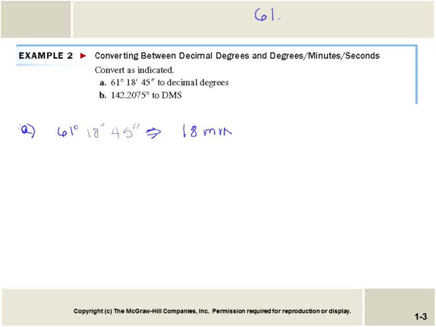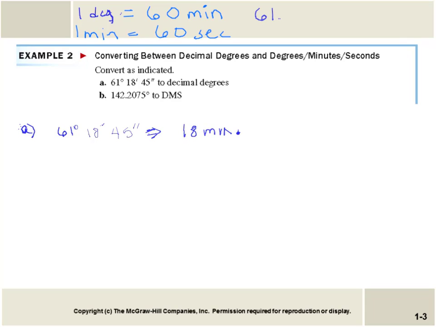So 1 degree is equal to 60 minutes. Think about it like an hour on a clock: 1 degree is like an hour, equal to 60 minutes. And then 1 minute, just like on a clock, is equal to 60 seconds. Okay?